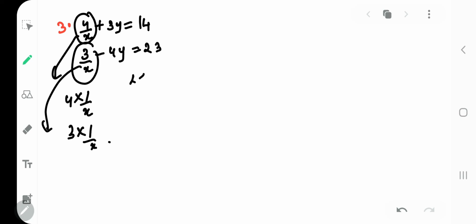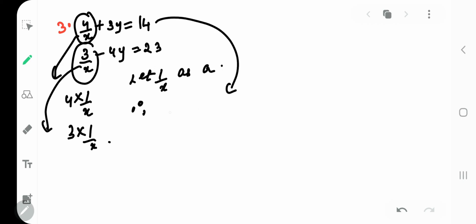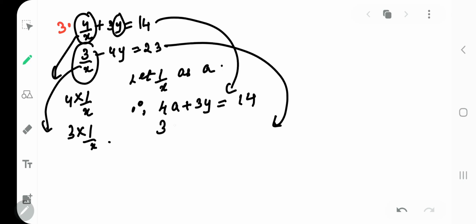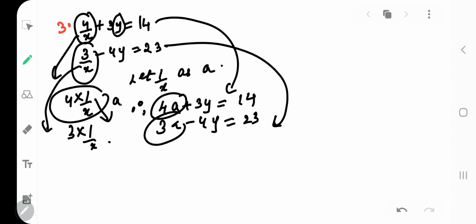So can I keep this 1 upon x as a? So this equation will become 4a plus 3y is equal to 14. I don't need to change y because y is in the linear form. It's not that complex to convert into some other variable. And this equation will become 3a minus 4y is equal to 23. Did you get the point why I got 4a and 3a on this side? Because I have kept my 1 upon x as a.